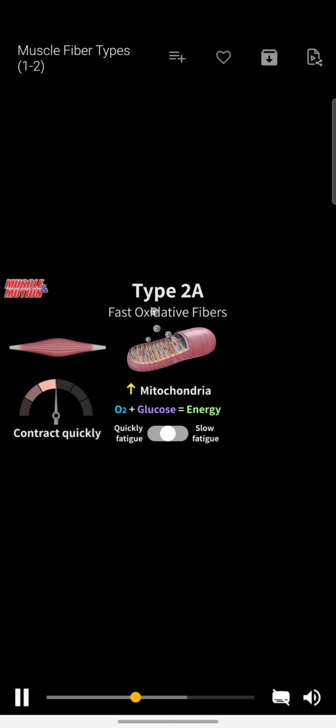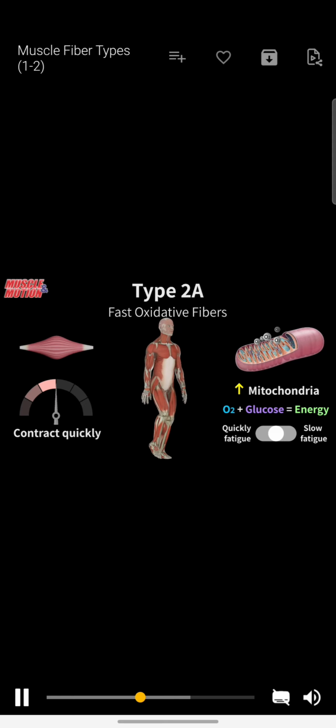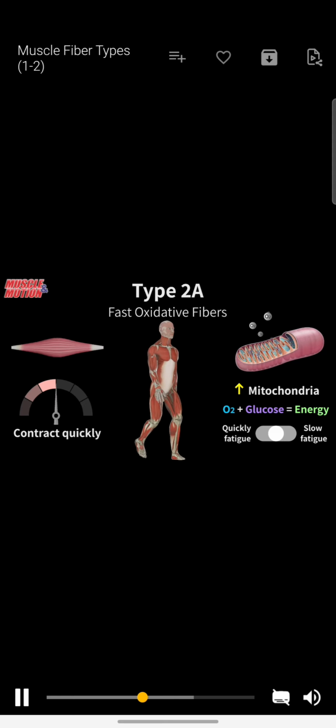Because type 2A fibers aren't as resistant to fatigue as type 1 fibers, they are used during various aerobic exercises such as walking or jogging, which require more energy than postural control, but less energy than an explosive movement such as sprinting.